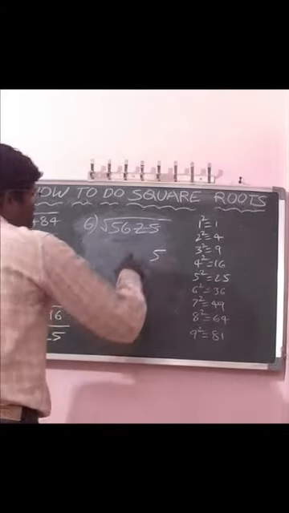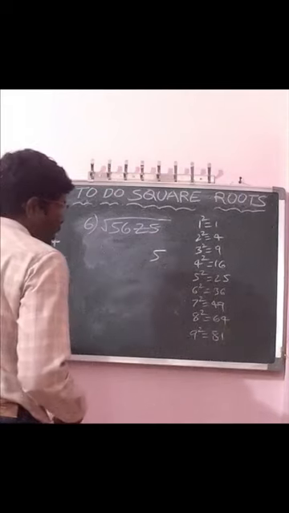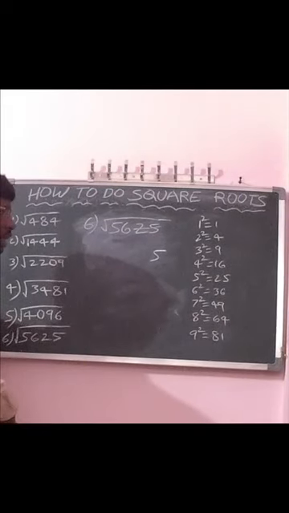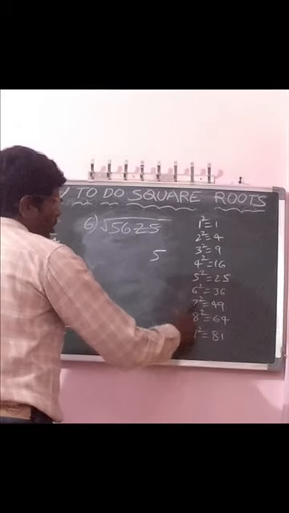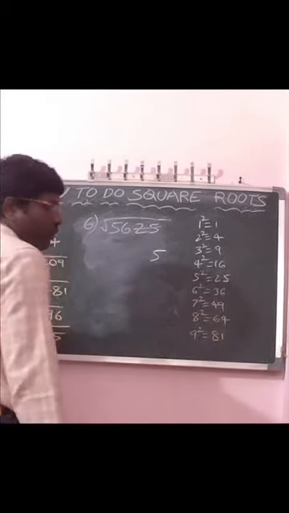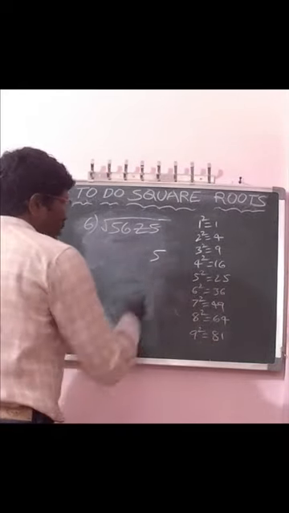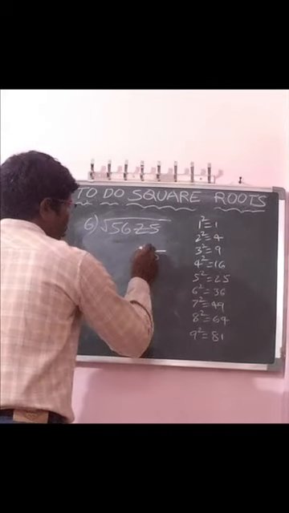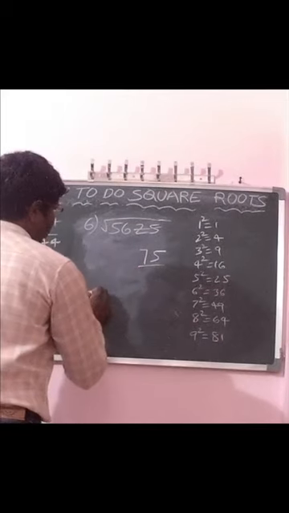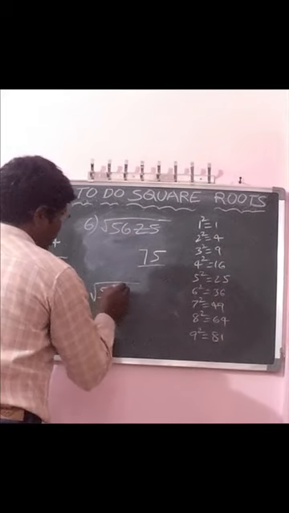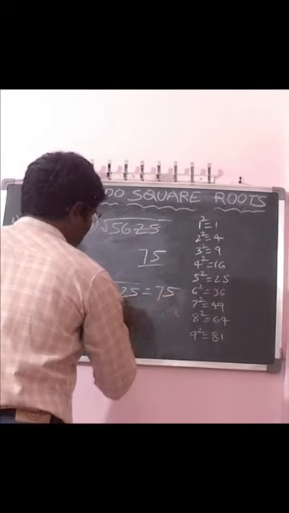After cancelling the two numbers, 56 remains. Now we can apply the second step. In the second step, we can take the square number less than or equal to 56. So in the square numbers, 7 square is equal to 49. So 49 is less than 56. So 49 means 7 square. So we can take 7. So the answer is 75. Therefore, root of 5625 equal to 75.